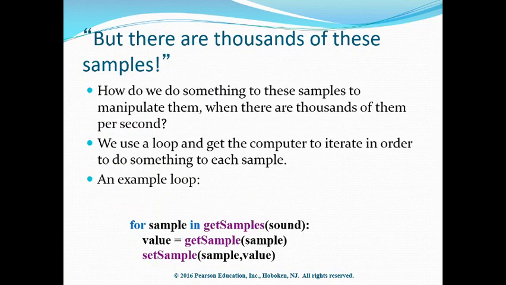But there are thousands of these samples. How do we do something to these samples to manipulate them when there are thousands of them per second? We use a loop and get the computer to iterate in order to do something, right? Computer programmers and software engineers are lazy, right? We don't want to repeat stuff. That's why we have programming. We can make it do the hard work for us, so we don't have to waste time setting thousands of samples and wasting thousands of seconds and minutes.